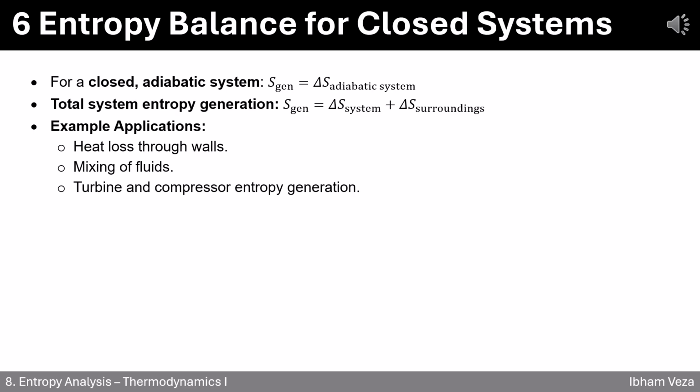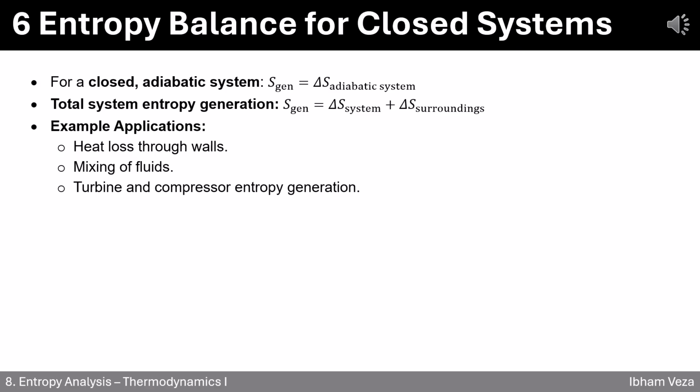6. Entropy balance for closed systems. Here we focus on closed systems, meaning no mass enters or leaves, and we track how entropy behaves within these boundaries. In a closed adiabatic system where no heat crosses the boundary, any change in entropy directly equals entropy generation inside the system. This is key when analyzing isolated processes.